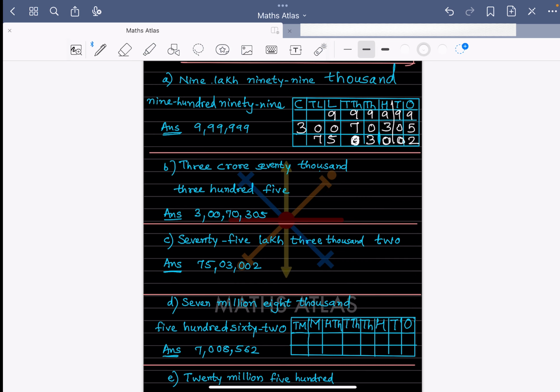Because this is 3,000, and this was 10,000, you cannot write that 3 over here. Here should be blank and this should be 3 over here. This was something for the C part.